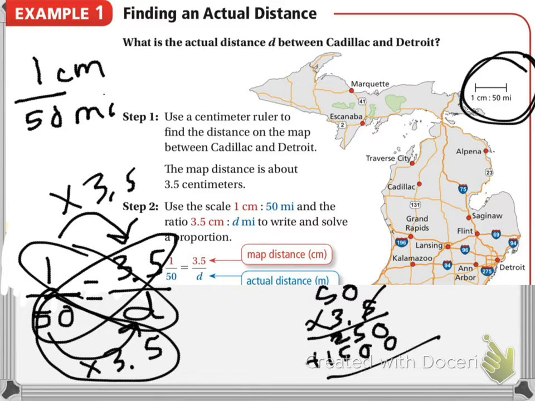All right, so 0 and 0 is 0. 5 and 0 is 5. 2 and 5 is 7. And 1 and nothing is 1. And since we have one decimal spot here, we have 1 in our answer. So we know that D is going to equal 175 miles. There we go. So now that is our actual distance between Cadillac and Detroit using our scale.